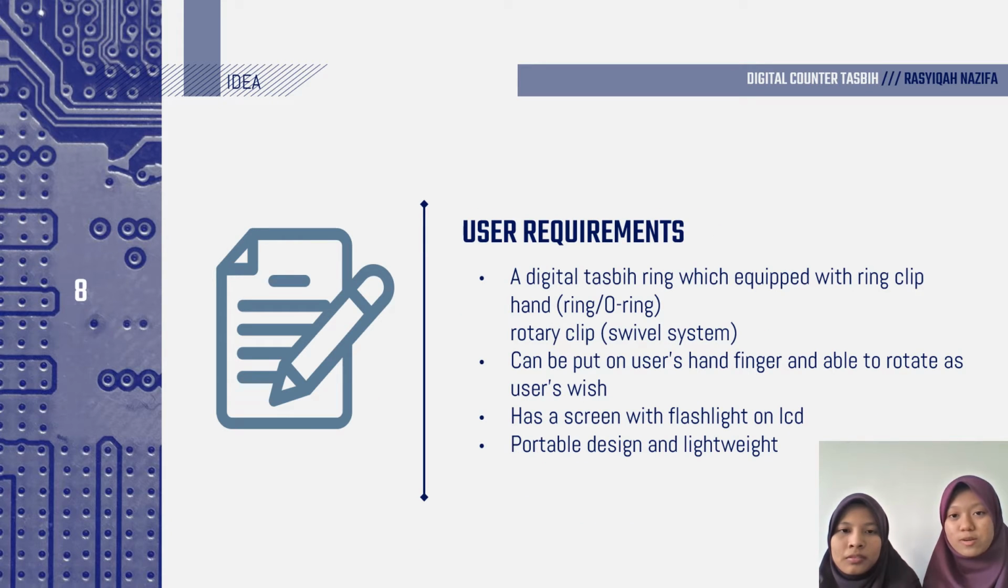Next, our user requirements. We set this digital tasbih with a ring, equipped with a ring shape, with a ring hand. The shape is an O-ring and rotatory clips, which is a swivel system. Secondly, it can be put on a user's finger and is able to rotate as users wish. Next, the digital tasbih has a screen with flashlight on LCD, visible at night and in dark mode. Portable design and lightweight, can be brought anywhere the user goes.